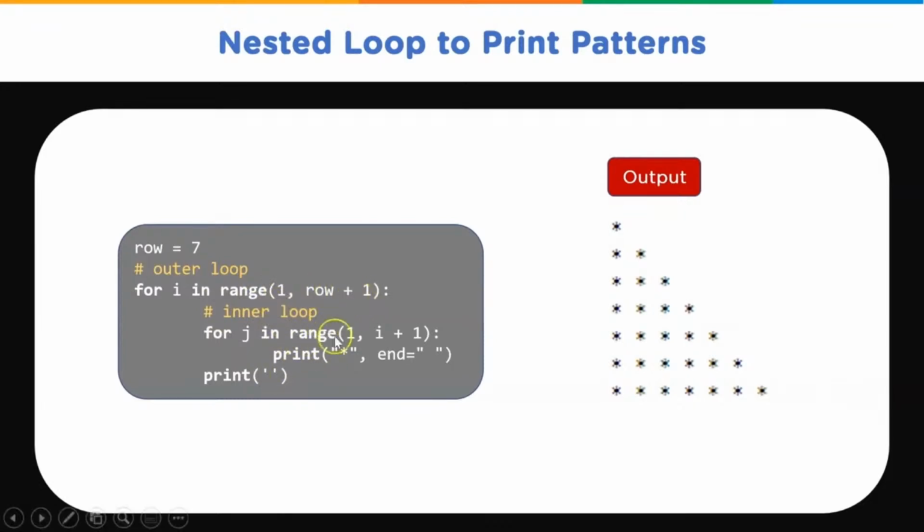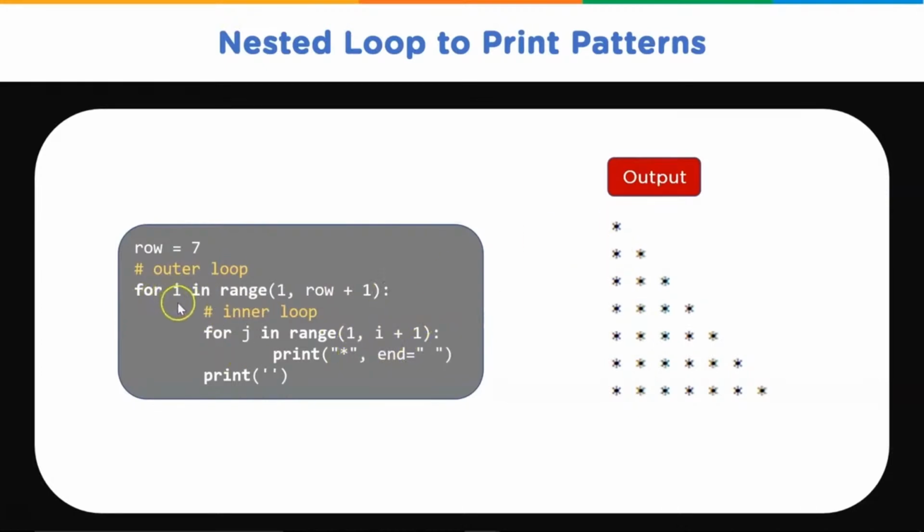Now the inner loop is the total number of columns in each row. So for each iteration of the outer loop, the columns count gets incremented by 1. So for the first iteration of the outer loop, the column count is 1. In the next iteration it is 2, and so on. The inner loop iteration is equal to the count of the columns, and for each iteration in an inner loop we print a star. So for the first iteration, when i value is 0, it will first print a blank. When i value becomes 1, then your j range becomes 1, 1 plus 1, which is 2. So it will print 1 star here followed by a space.